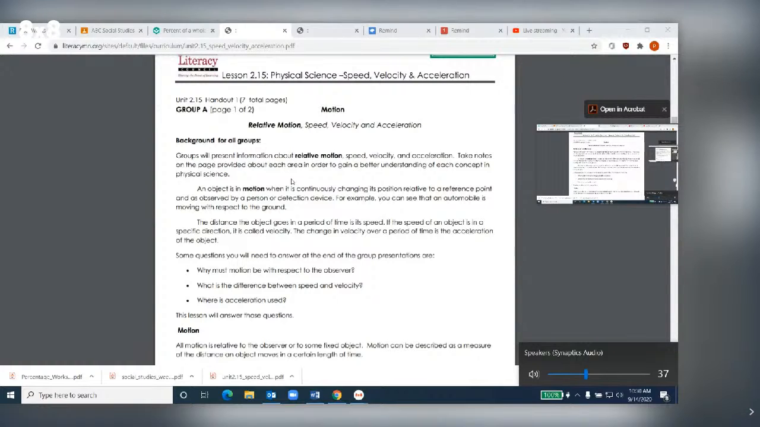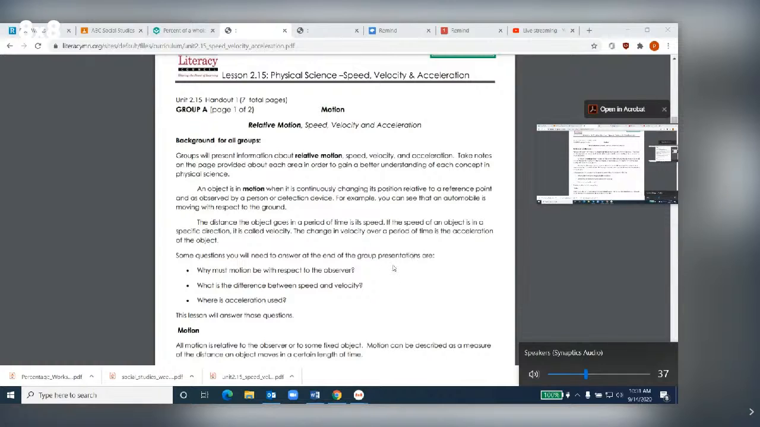Okay, so it says background for all groups. Groups will present information about relative motion, speed, velocity, and acceleration. So it says take notes, and there's a section here where I'll show you how to take notes. It says an object is in motion when it's continuously changing its position relative to a reference point observed by a person or detection device. For example, you can see an automobile is moving with respect to the ground. The distance the object goes in a period of time is its speed. The speed of the object in a specific direction is called velocity, and the change in velocity over a period of time is acceleration.